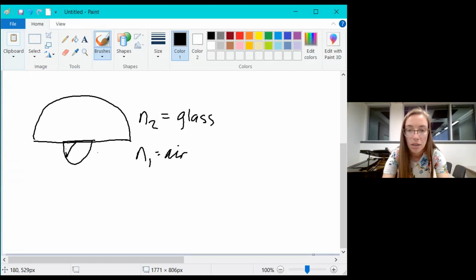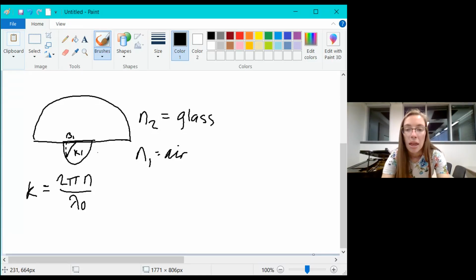It's here. We have beta 1, for k of 1. And for light, k is equal to 2 pi times the index of refraction over lambda naught, which is the wavelength. And so that is going through that first medium, air. Once it hits the glass, this parallel component is conserved. And so we just go right on up to here, and it'll exit out right there. That'll be k2.